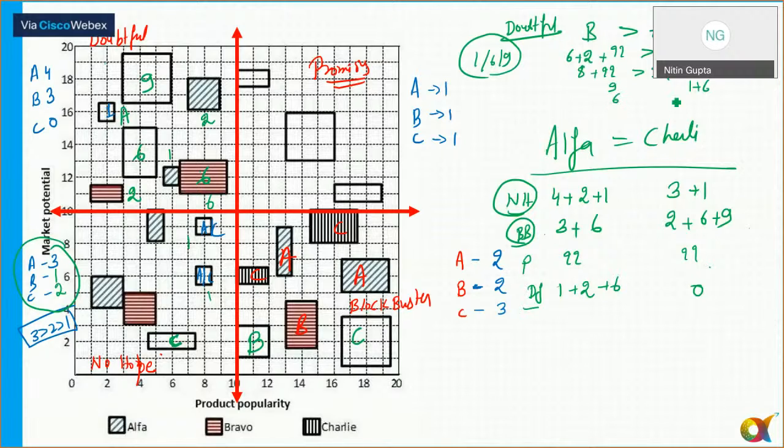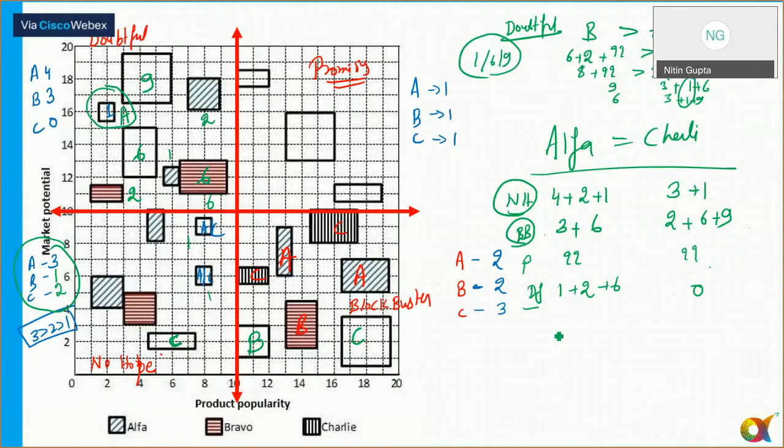And here if I put 3 plus 1 plus 9, was it this? Okay, so 3 plus 1 plus 9. 3 plus 1 is 4, 4 plus 9 is equal to 13. And 8 plus 6 is 14. So in any case, this one is definitely belonging to Alpha. Okay, so this is Alpha.